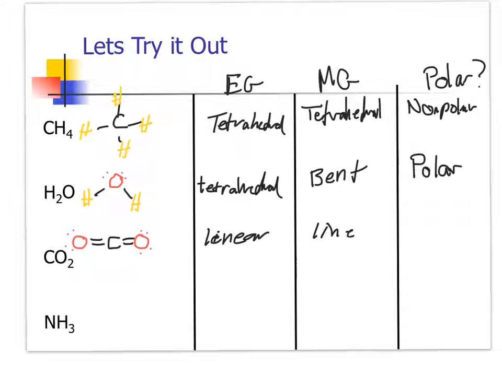and linear. And some of you are like, but you have two double bonds. That's 4 regions. No, remember, you have regions of space. They just so happen to be double bonds, but they're still just regions. And therefore, they are linear.